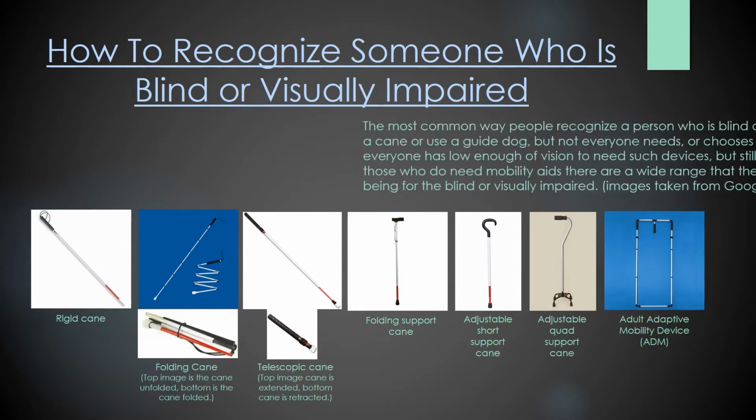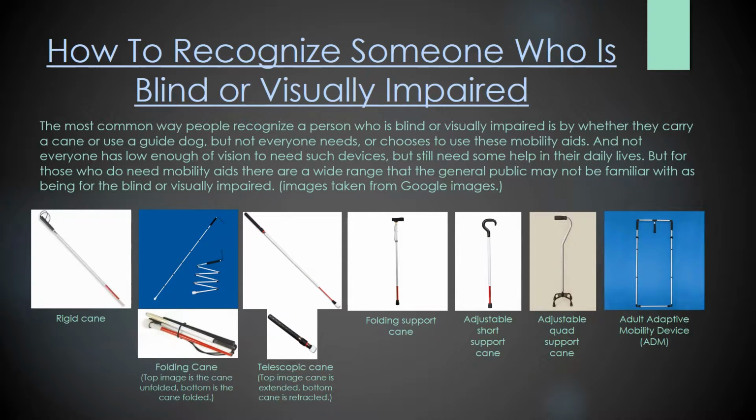How to recognize someone who is blind or visually impaired. The most common way people recognize a person who is blind or visually impaired is by whether they carry a cane or use a guide dog. But not everyone needs or chooses to use these mobility aids, and not everyone has low enough vision to need such devices, but still need some help in their daily lives.